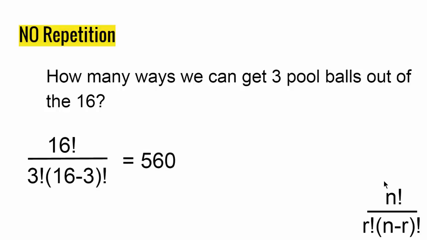So how many ways we can get 3 pool balls out of the 16? It is 560 ways, and this is a permutation problem with no repetition. Let's see if we can use Pascal's triangle in order to get this number 560 when we have 3 pool balls out of the 16.